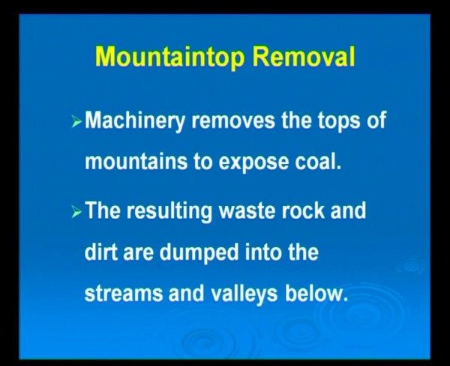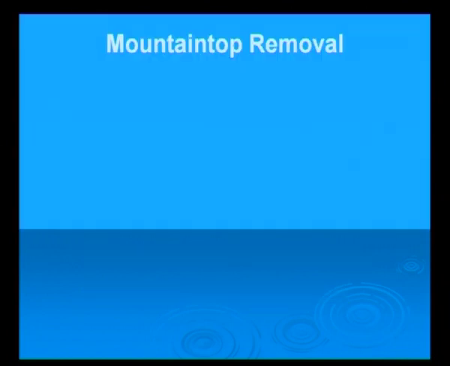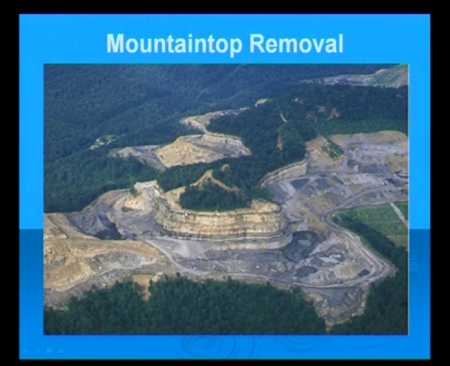And the fourth one, that is mountaintop removal. The machinery removes the tops of mountains to expose coal. The resulting waste rock and dirt are dumped into the streams and valleys below. So, in this the mountain top is totally removed, and from there the coal is extracted, and all the rubble is thrown away into the valley. And so, this is the major problem with this kind of mining. And see, here the top is totally removed, and the rubble is thrown into the valleys.